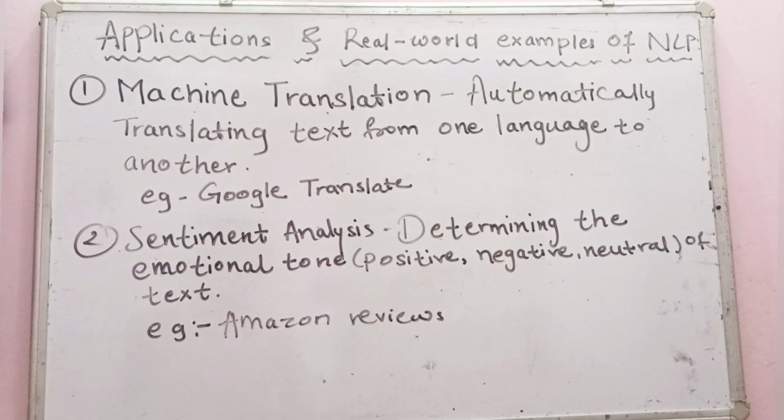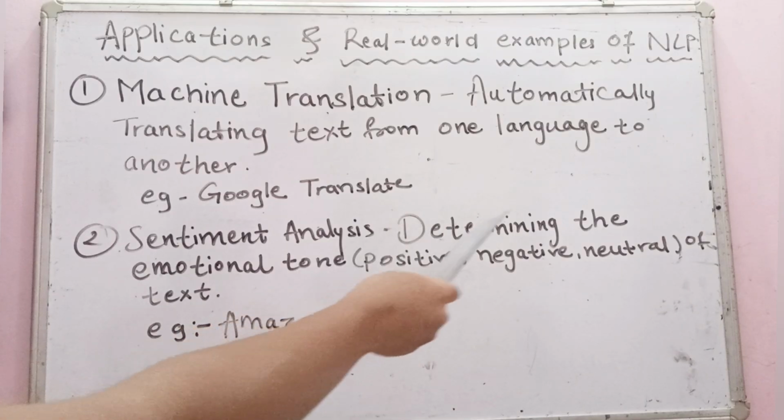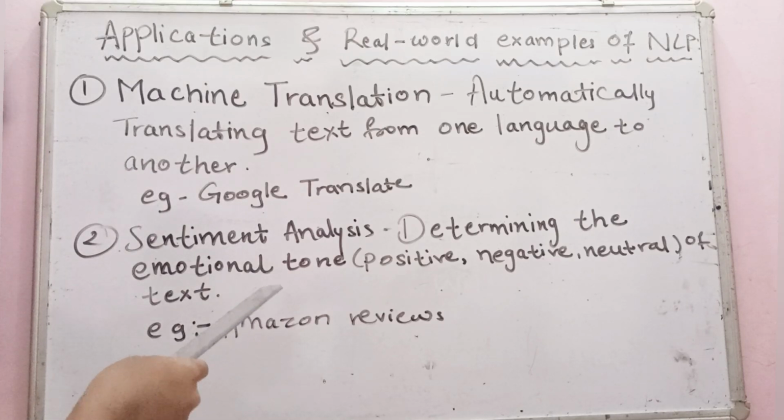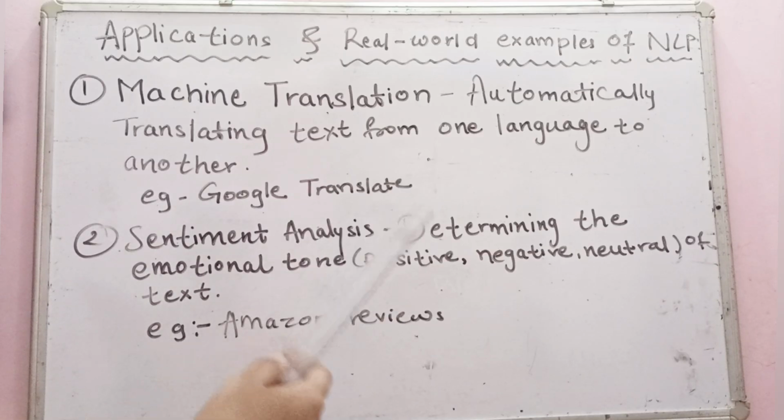The second point is sentiment analysis, which means determining the emotional tone, positive, negative, neutral, of the text. We can also say that NLP techniques analyze the text to identify the emotions, opinions, and attitudes of people. Businesses use it to understand customer satisfaction and public opinion. For example, companies analyze customer reviews to check if feedback is positive or negative. For example, Amazon reviews, right?